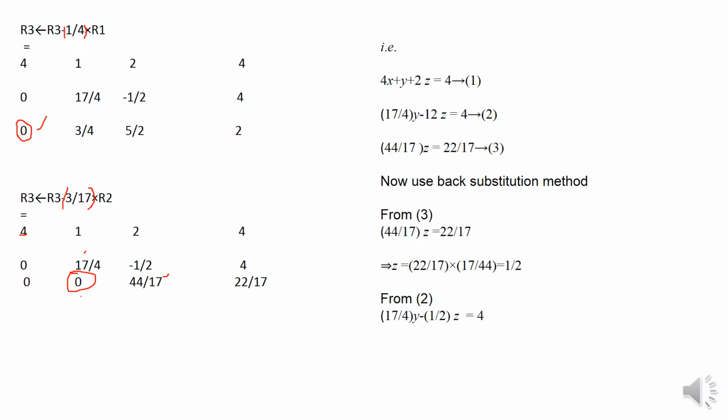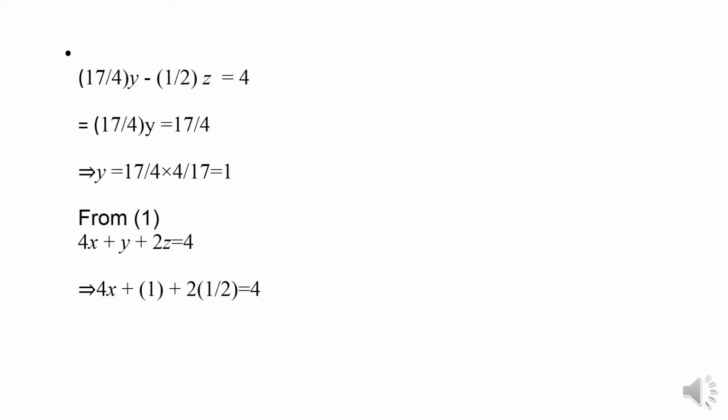So we got it, and now we do back substitution. Back substitution starts from here: 44 upon 17 z is equal to 22 upon 17, and from here we get the z value, which is half. Then we put the z value in this equation, 17 upon 4 y minus 1 by 2 z is equal to 4. From here we get y. We put the value of z in this, and then 17 upon 4 y is equal to 17 upon 4, which gives y equal to 1.